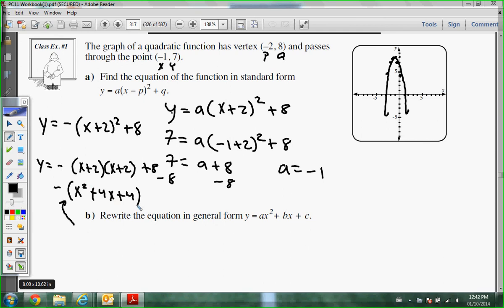Okay, and that negative hits everything. So all three of these turn to negative. That's why I left it hanging out so we get that stuff sorted out. So it's going to be negative x squared, negative 4x. What's a negative 4 plus 8? 4. That's your general form.